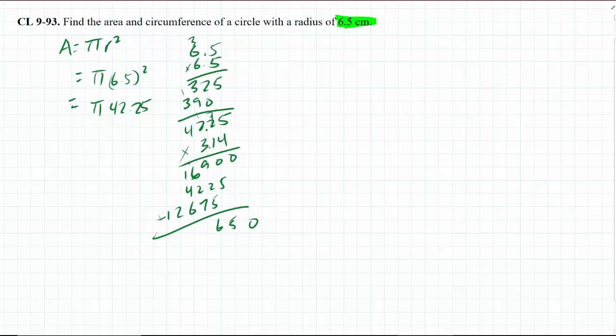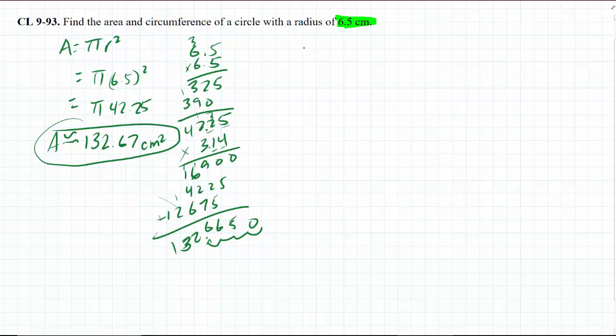11 plus 5 is 16. Let's see, we have 8. 9 plus 7 is 16. 4 plus 2 is 6, plus 6 is 12. 12. 3 and 1. We have 4 place values, so we're going to move the decimal over 1, 2, 3, 4 times. Okay, so we're going to round this, so it's approximately 132 and 67 hundredths centimeters squared. Okay, so that's the area.